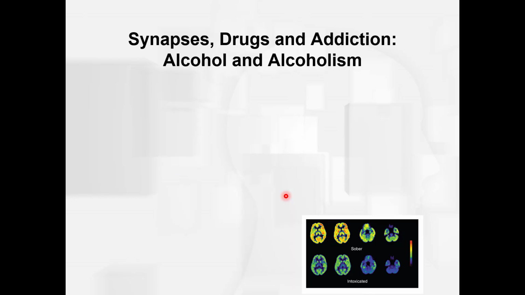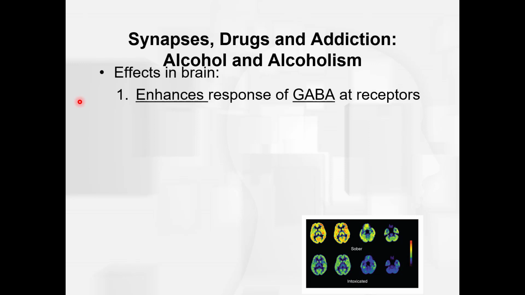So another drug that we're going to talk about that can be classified as a depressant is alcohol. We know the effect in the brain is that it enhances the response of GABA at the receptors. GABA is our main inhibitory neurotransmitter, and alcohol has, or we think it has, a binding spot on that GABA receptor. It binds in that spot and then modulates or alters the activity of those GABA receptors, allowing GABA to have a longer effect. It works much in the way that benzodiazepines and barbiturates work.